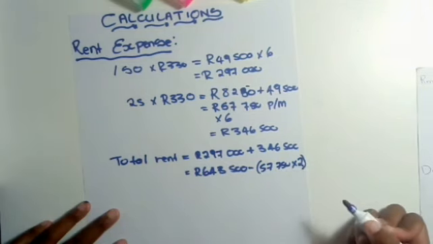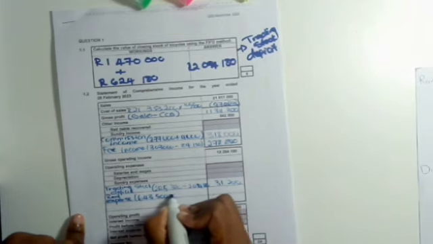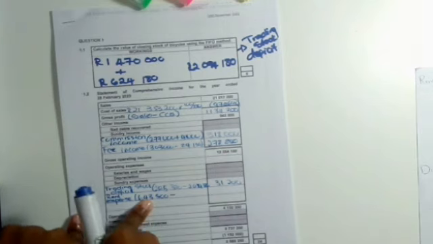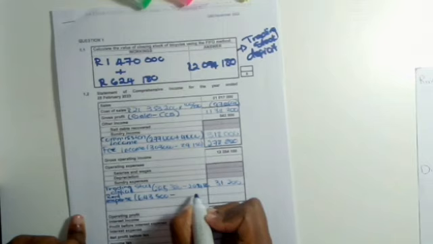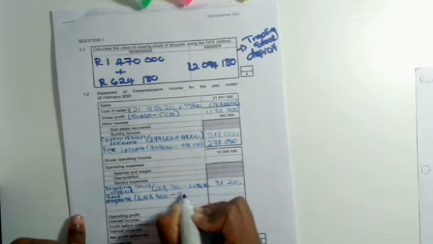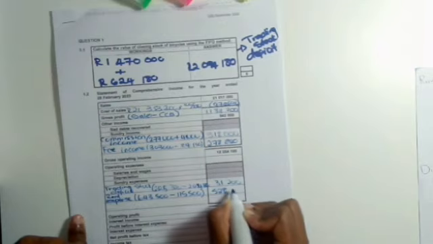Now transferring this calculation into my statement of comprehensive income, I have that total amount of rent that I have calculated at 643,500, and I'm going to minus 57,750 times 2. 57,750 times 2 in your calculator will give you a total of 115,500, and that is what I'm subtracting to represent those 2 months, and that will bring my rent expense to a total of 528,000.